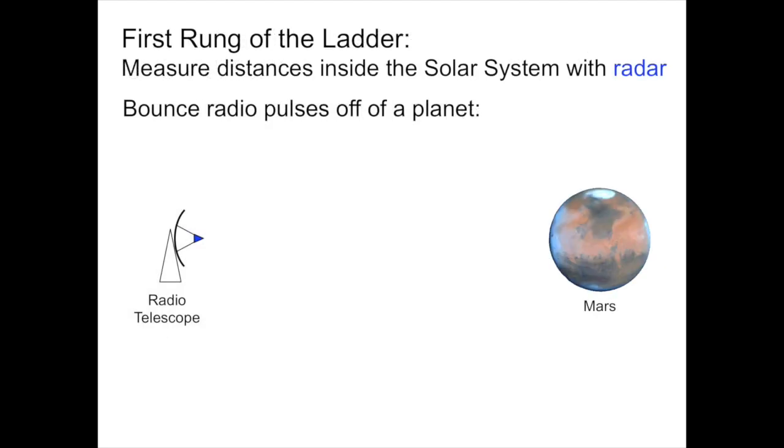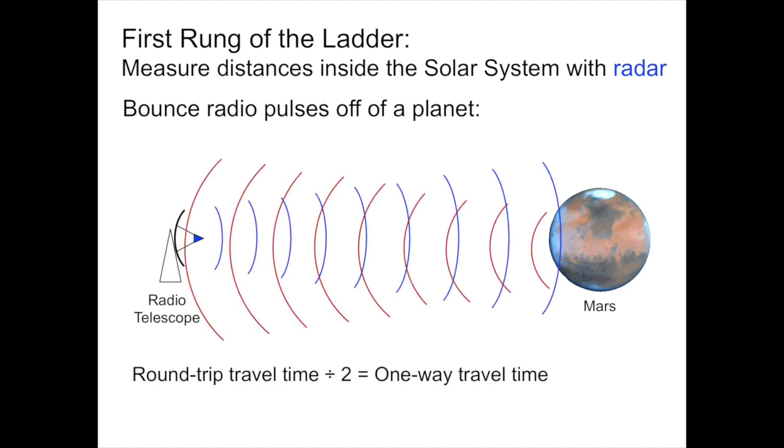The first rung of the distance ladder is to measure distances inside the solar system using radar. The way this works is you bounce radio pulses off a planet. For example, if I wanted to know the distance of Mars, I would point my radio telescope at Mars and ping it with a radar signal. I would measure the round-trip travel time, how long it takes the signal to go out and come back, divide that by 2, and that gives me the one-way travel time.